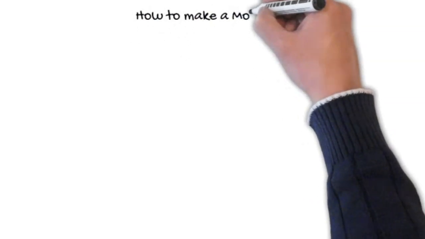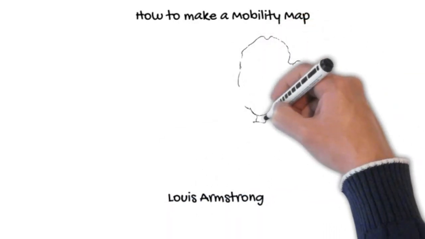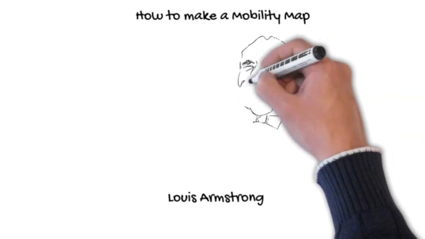In this video, you will learn how to create a mobility map. We will use the early life of Louis Armstrong as an example. Louis Armstrong was born August 1, 1901 in New Orleans.